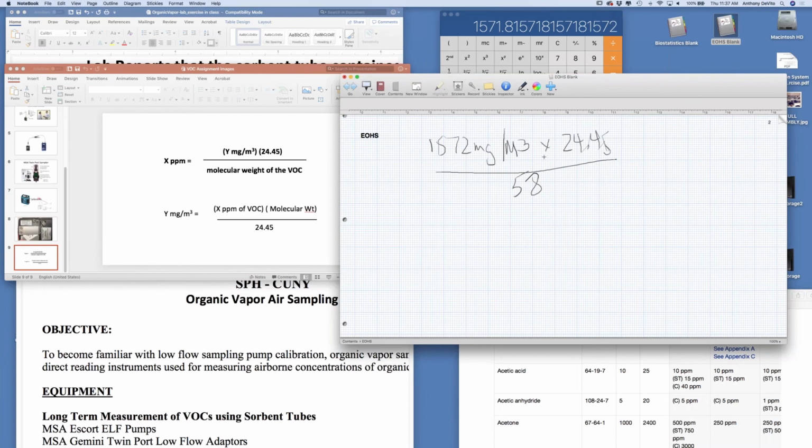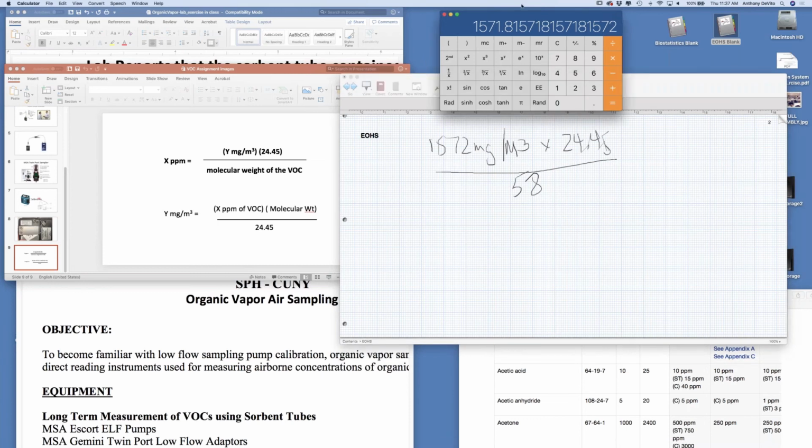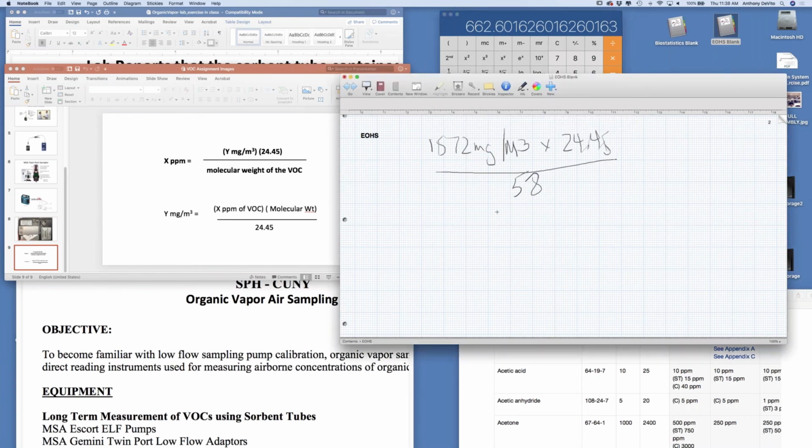So let's see what we wind up with now in terms of parts per million. 1,571. Notice even though I wrote it down as 2, I'm actually keeping the rest of this, times 24.45, divided by 58. How many ppm do we have? We have 662 parts per million.